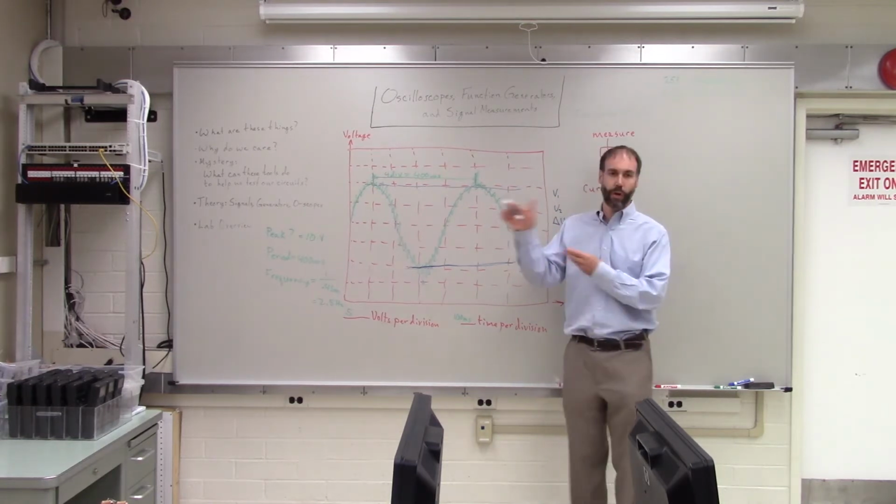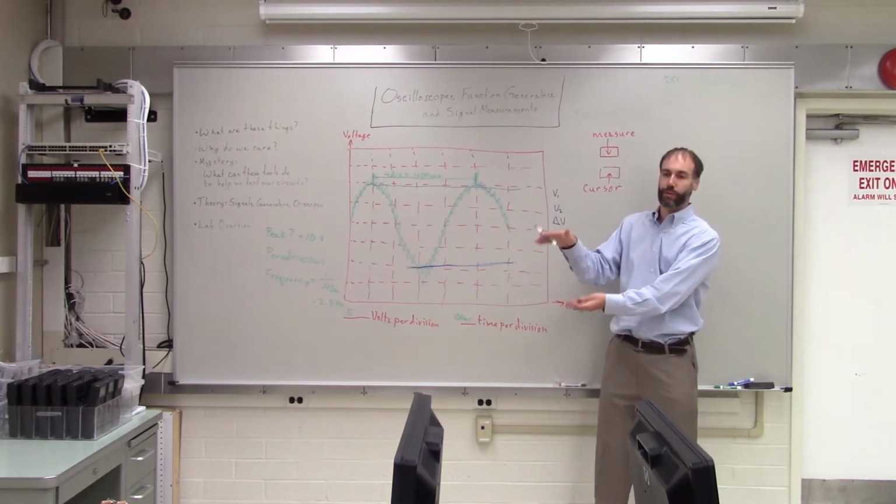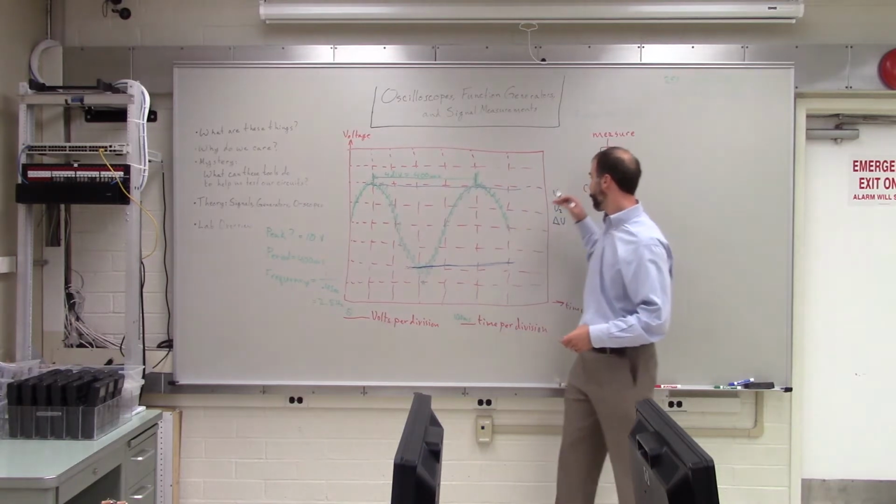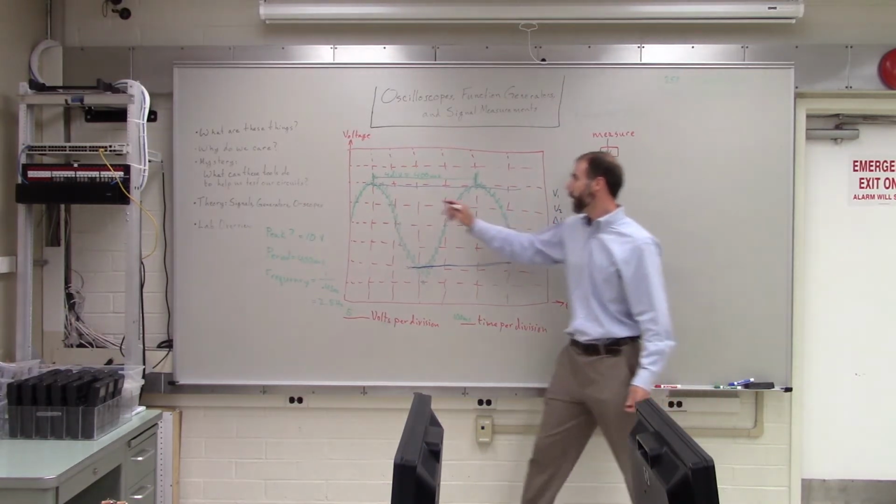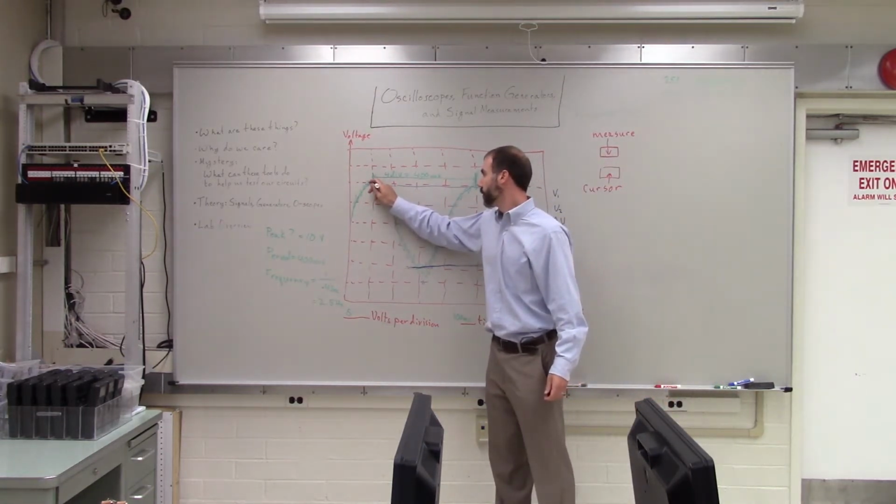So you can only do one at a time, but you can choose horizontal or you can choose vertical. If you choose horizontal, it will give you the voltages. If you choose vertical, it'll give you the time, exactly.